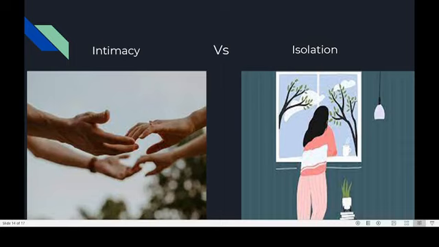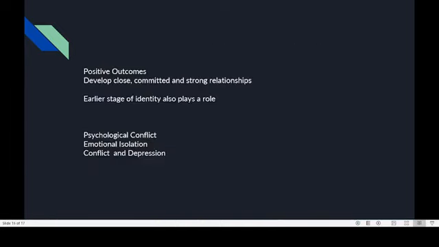This is the next stage, intimacy versus isolation. This usually develops among young adults during early adulthood, where they develop intimate relationships with each other, and failure to develop relationships leads to isolation. The positive outcomes are developing close, committed and strong relationships. In any social environment, they are able to develop relationships.